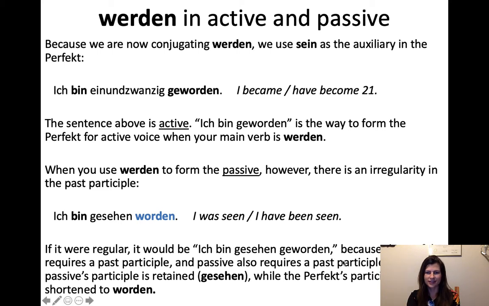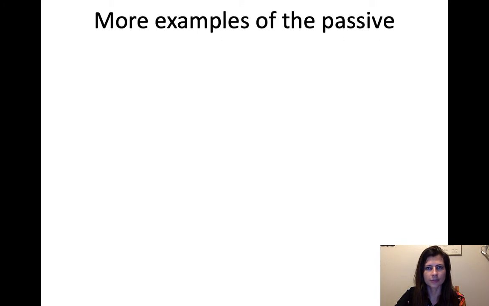And so it is now gesehen worden. So the past participle that belongs to the passive is retained, gesehen. But the perfect participle is shortened to worden. It takes a little bit to wrap your mind around it, but hopefully it will become more clear as you practice it more.